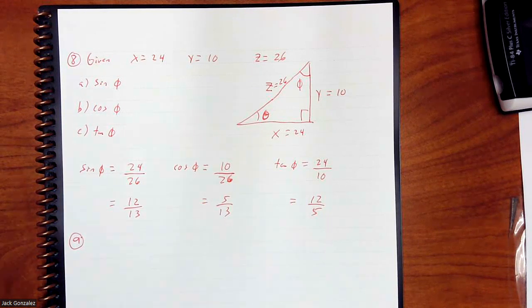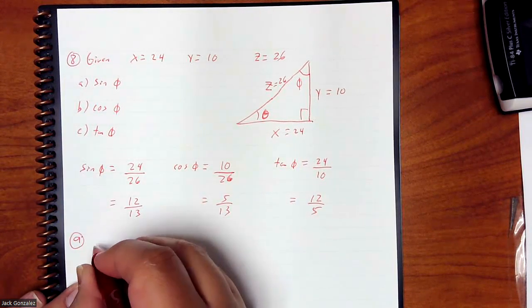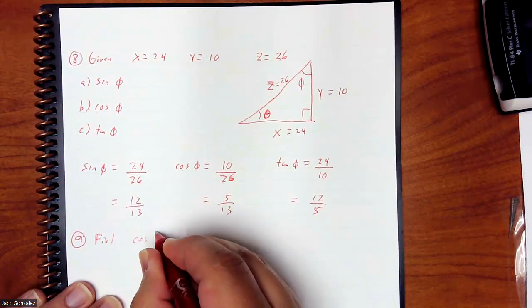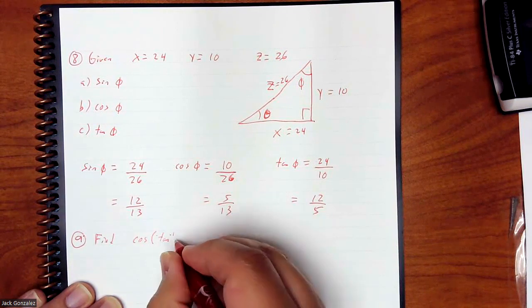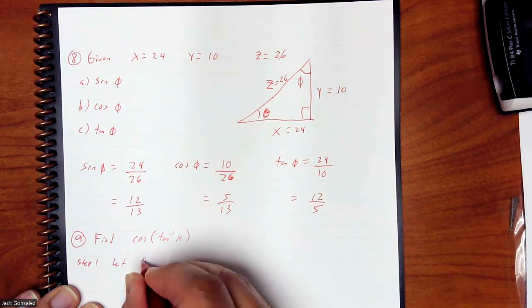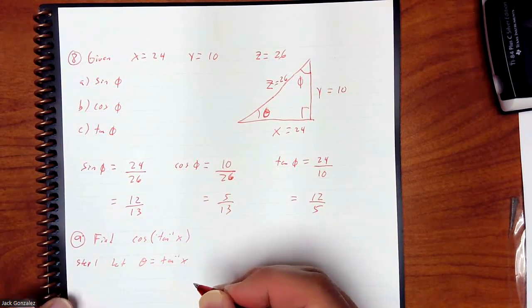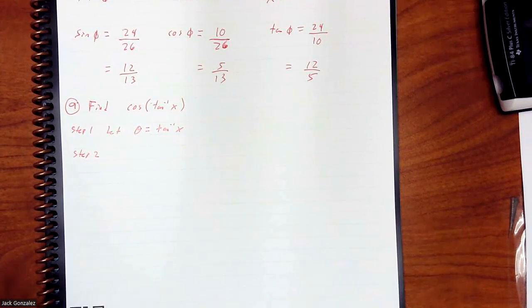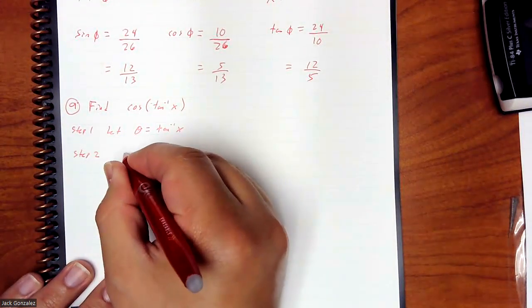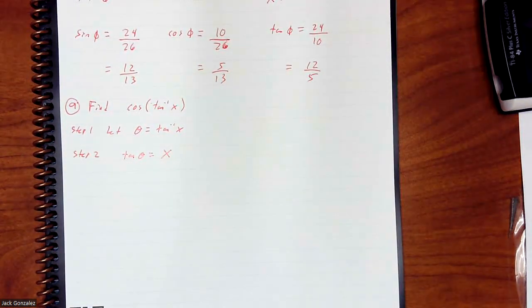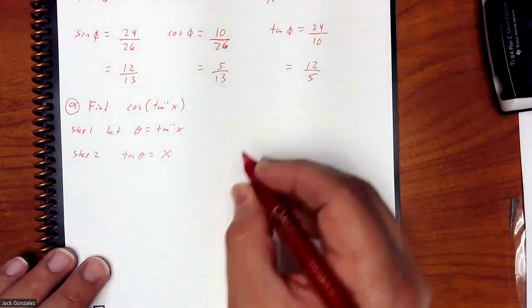All right, number 9 then. Last one, almost done. Or 2 more. Find the cosine of tan inverse of x. So step 1, we said let theta equal that inside part. Step 2, use the definition to say that there exists some angle where the tangent of theta is equal to some x. Apply the definition.